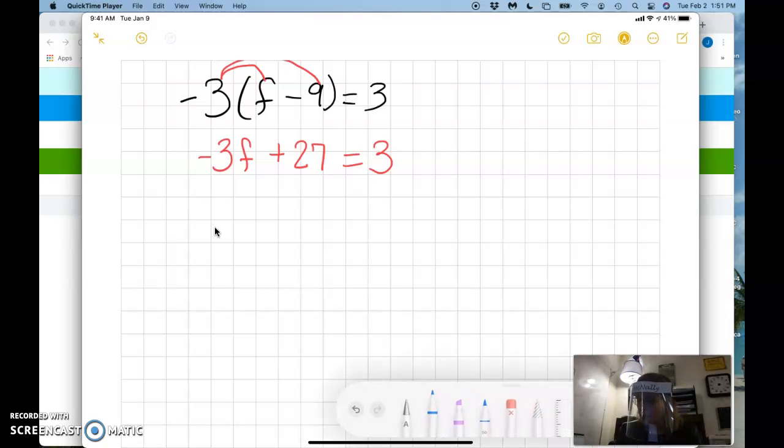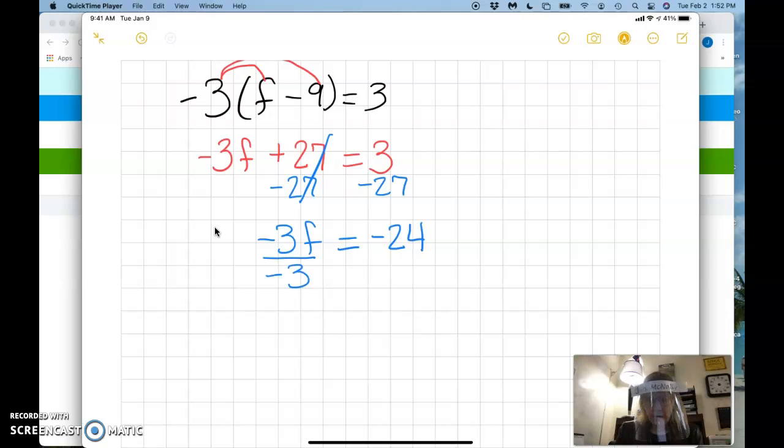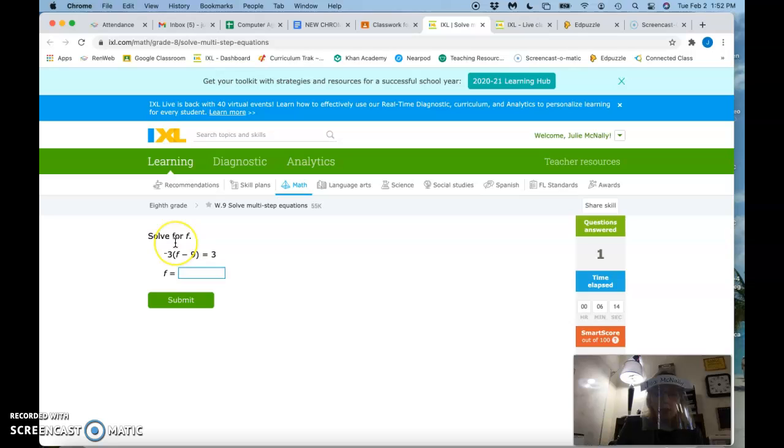So now I'm just following my steps. Add or subtract first. I see a plus 27, so I'm going to minus 27 from both sides. Negative 3f equals negative 24. Now I'm going to divide by whatever's next to the variable. The negative 3's cancel out, and I just get f. Negative 24 divided by negative 3 is a positive 8. So let's put that in and submit.